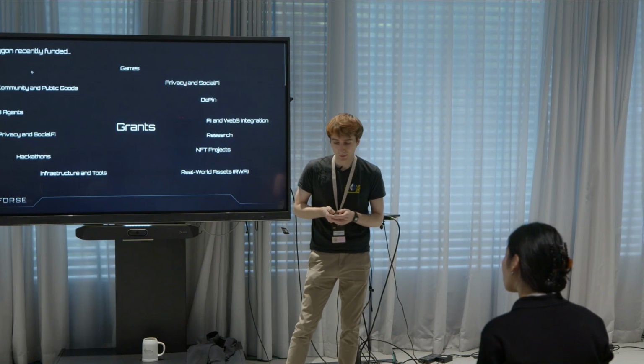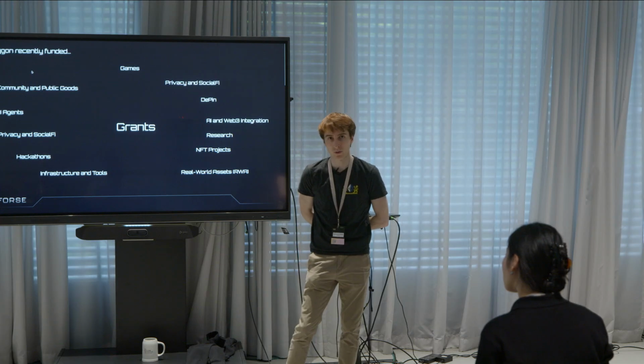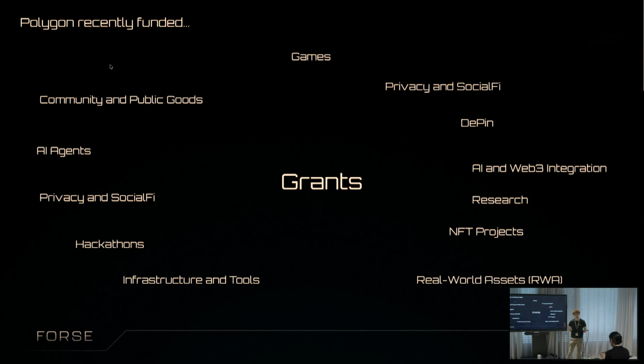Grants. So how do you get a grant, or what is a grant, and what can it be given for? These are the examples of the recent Polygon program, where Polygon aims to give away 10 billion POL over the next 10 years. And they have recently funded in their season 1 and season 2 games, privacy in SocialFi, DePIN, AI and Web3 integration, research, NFT projects, but also community and public goods. They have funded AI agents, privacy and SocialFi, hackathons, infrastructure, and real-world assets.